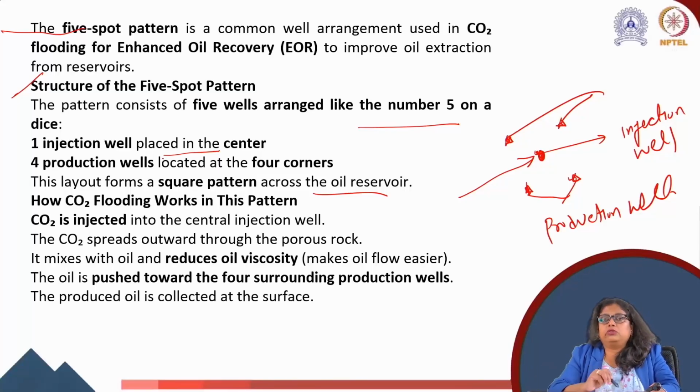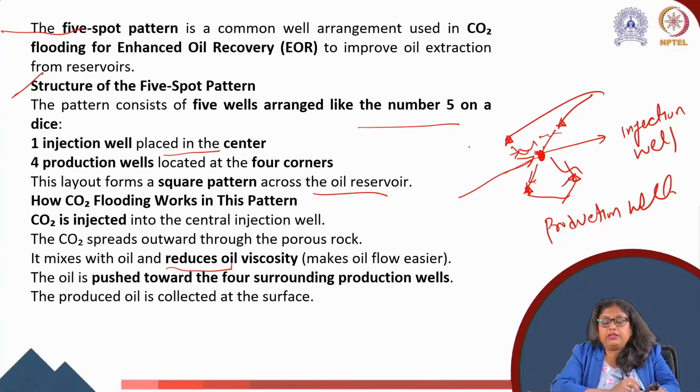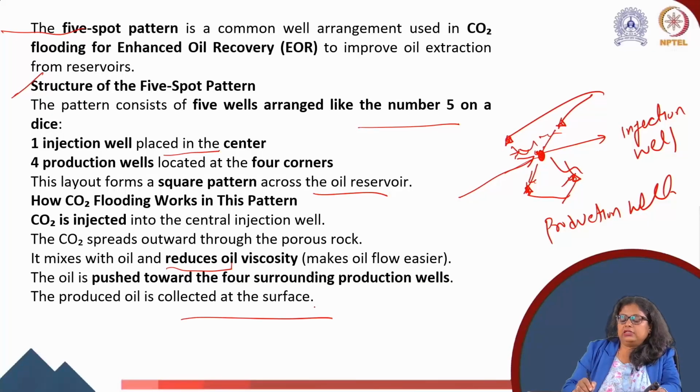So this CO2 spreads outward through the porous rock after the injection, and it mixes with oil, and what it does, it reduces the oil viscosity, and as the oil viscosity gets reduced, it makes the oil flow easier. So this oil is pushed towards the 4 surrounding production wells. Once it is spread, there is a movement of the CO2 towards the oil, and this way the produced oil is collected at the surface.